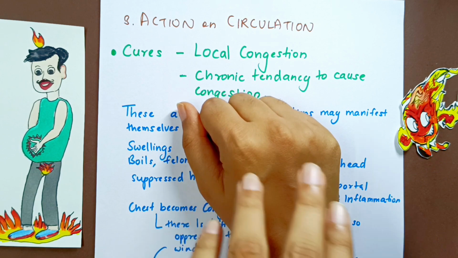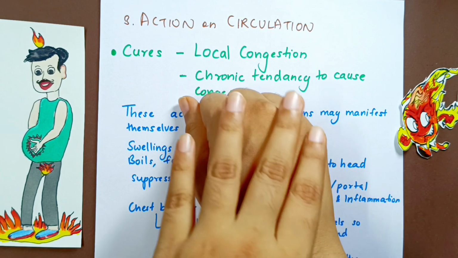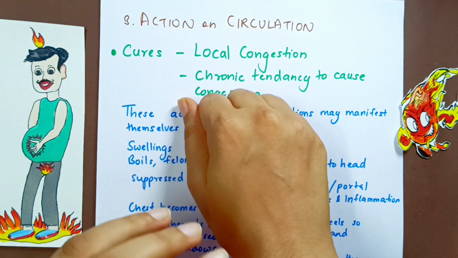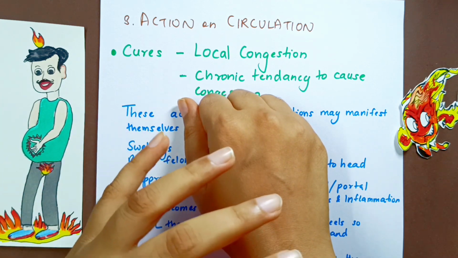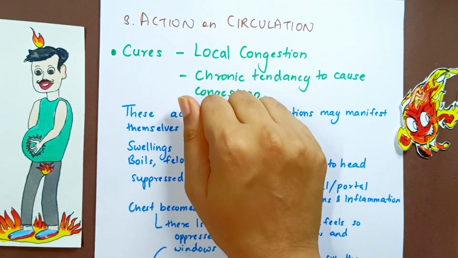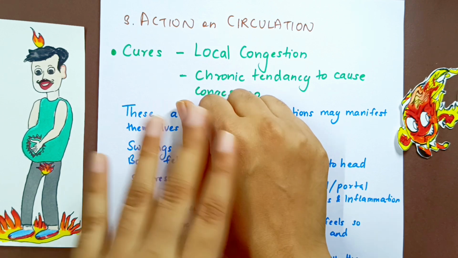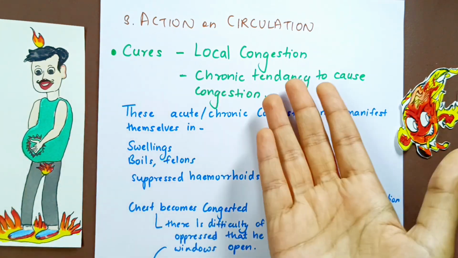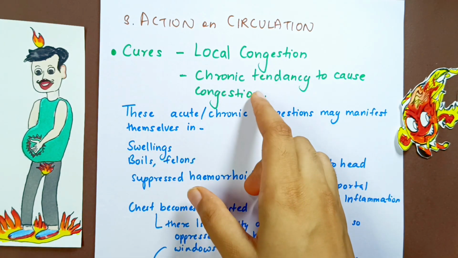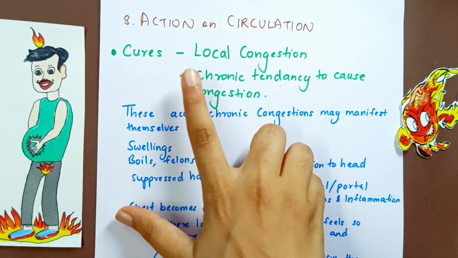What it will do is try to enhance the circulation of this place. It will try to move more blood over here, so that the WBCs and all that is needed reach here, and the inflammation and finally the recovery of that wound takes place very nicely. So the blood will rush over here, and that rushing of blood is itself called congestion. So local congestion might take place. Some patients can have a chronic tendency to cause congestion. Sulfur will cure both.